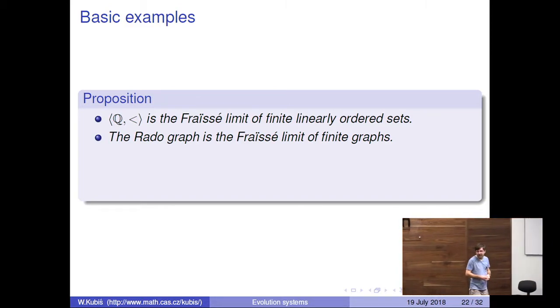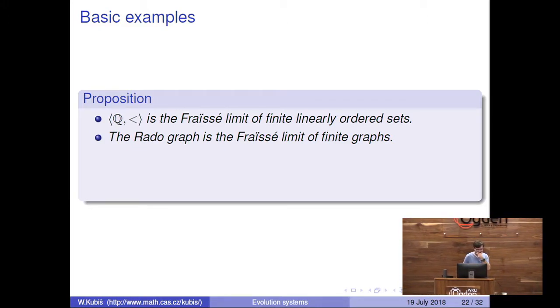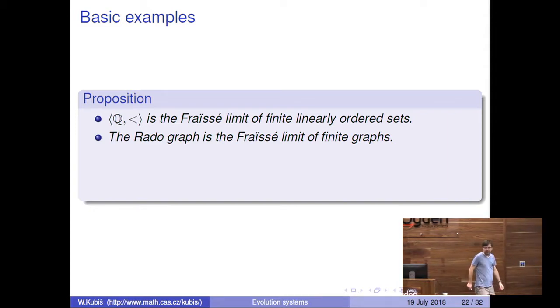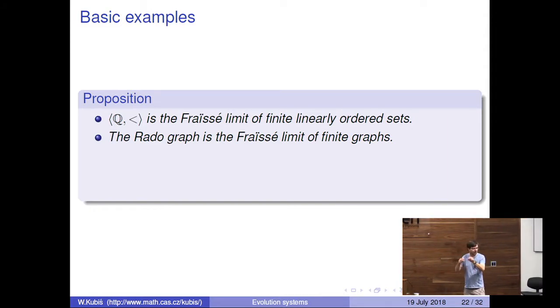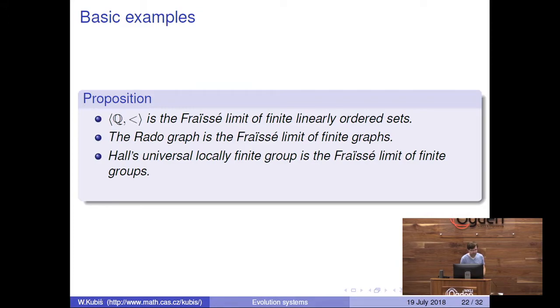The Rado graph, I will not tell you the details because of time, but it's a generic graph. Actually, Richard Rado defined it completely independently from the work of Fraïssé. It's a graph on the natural numbers. You take a natural number n, take its binary expansion, and you connect it to smaller numbers whenever there is a one in this expansion. But I don't have time to draw the details.